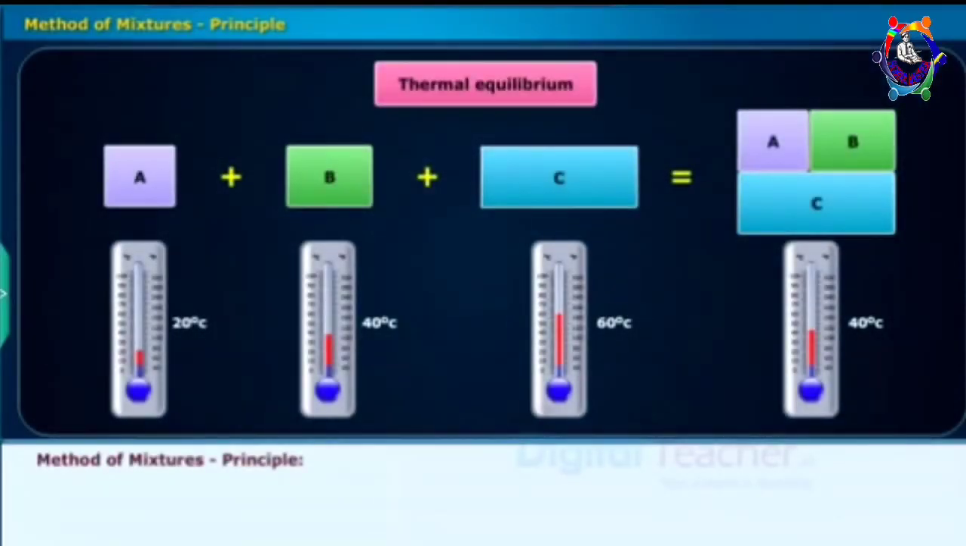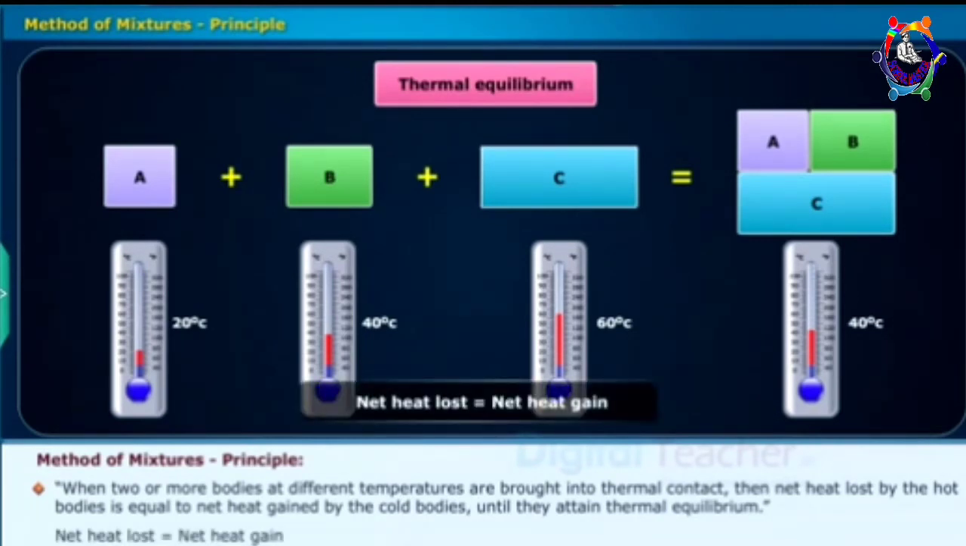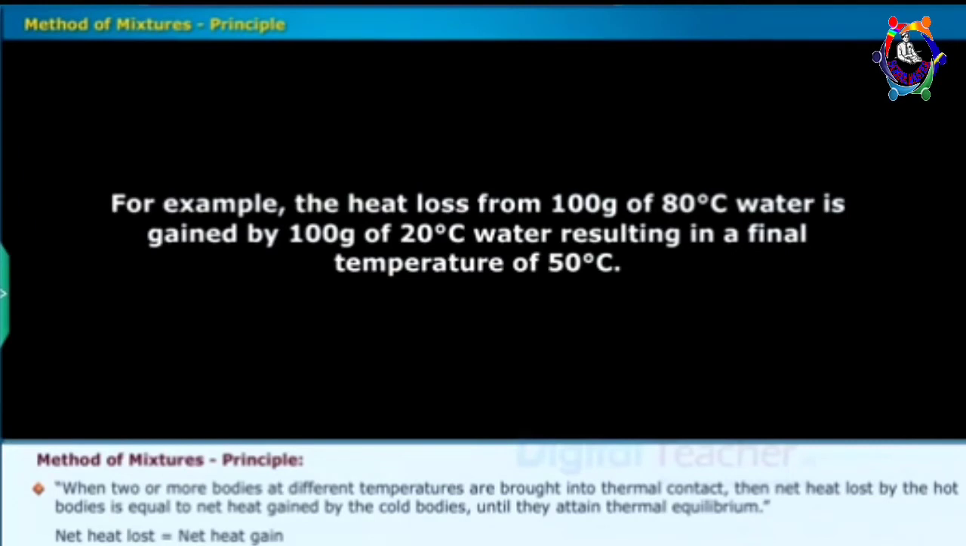Method of mixtures principle. When two or more bodies at different temperatures are brought into thermal contact, then the net heat lost by the hot bodies is equal to the net heat gained by the cold bodies until they attain thermal equilibrium. Net heat lost is equal to net heat gain. This is known as the method of mixtures principle. For example, the heat loss from 100 grams of 80 degrees Celsius water is gained by 100 grams of 20 degrees Celsius water, resulting in a final temperature of 50 degrees Celsius.